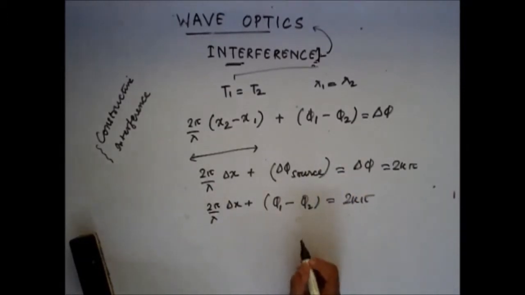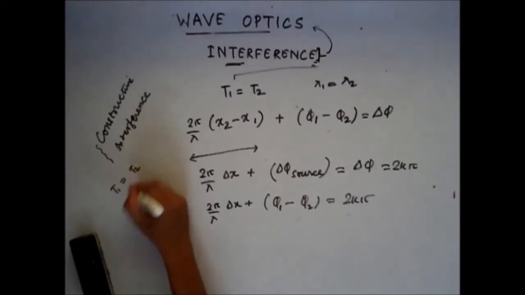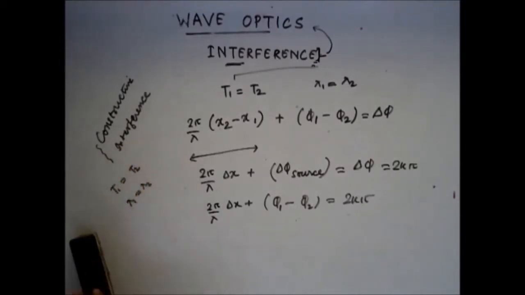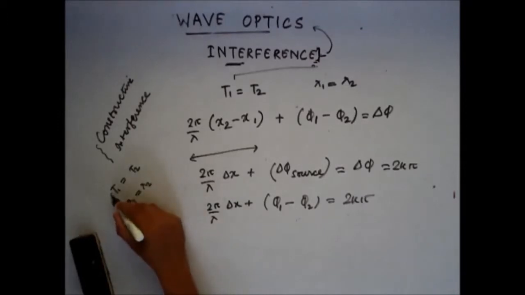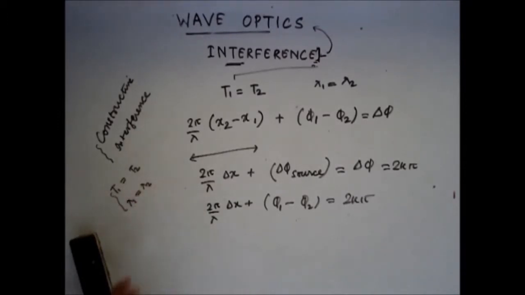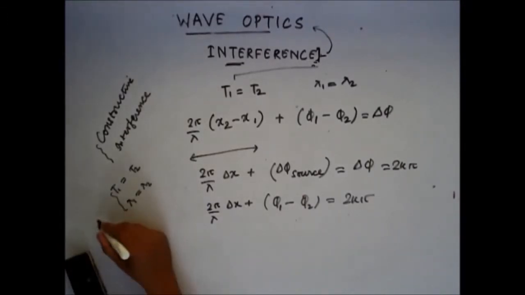So you saw that the first condition I got was T1 is equal to T2 for light waves, and lambda 1 is equal to lambda 2. This means what? For constructive interference, or for the interference pattern to be prominent, the two sources should have the same wavelength, or what I mean is the two sources should be monochromatic. Okay. So the first condition for interference, or constructive interference in particular, is that the two sources should be monochromatic.